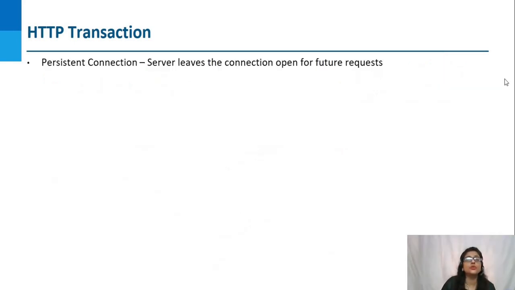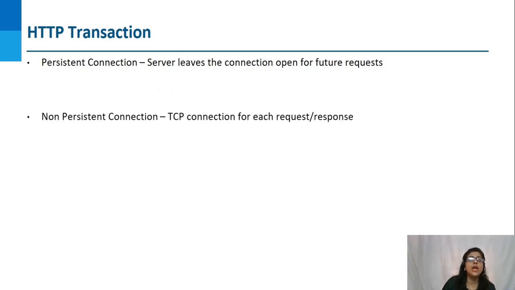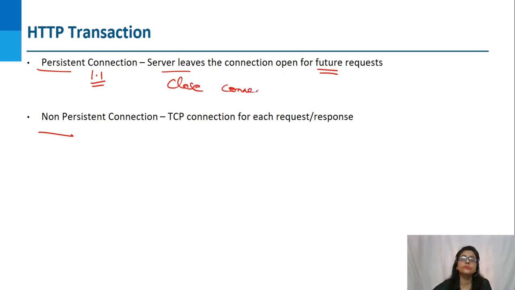Now let us look at the two different types of HTTP transaction. One is called the persistent connection and the other one is called the non-persistent connection. Persistent connection is the default connection of HTTP version 1.1 and here the server leaves the connection open for future requests. It can close the connection upon a request from the client or when the timeout occurs.